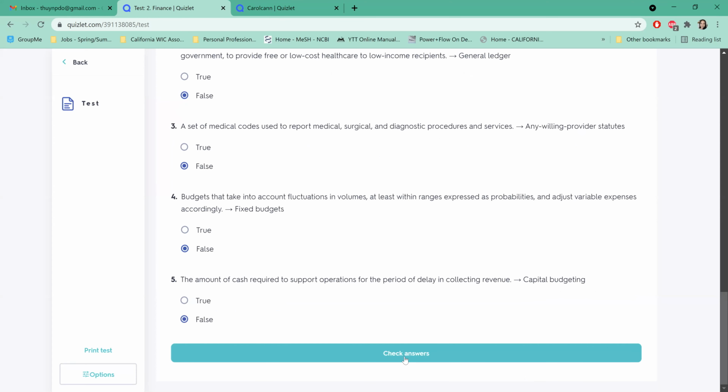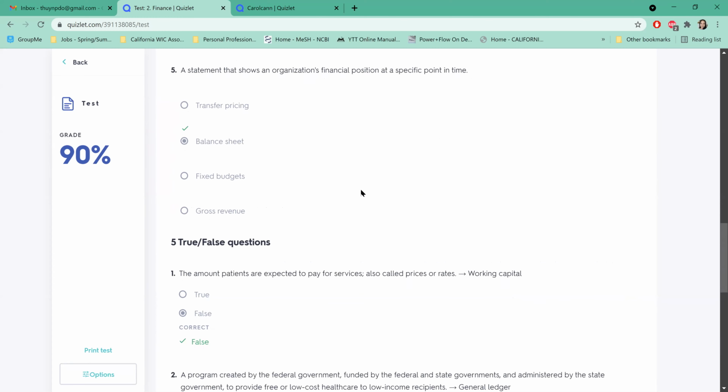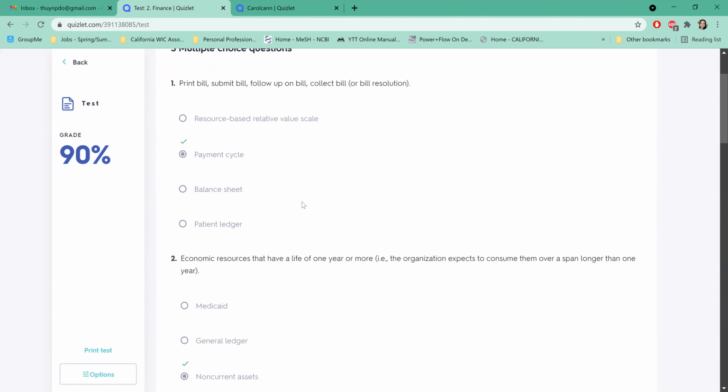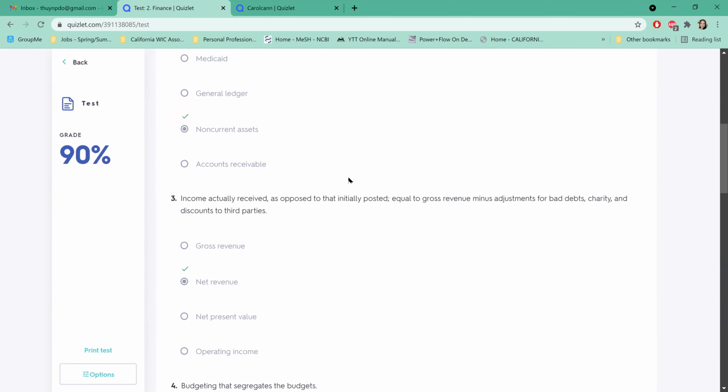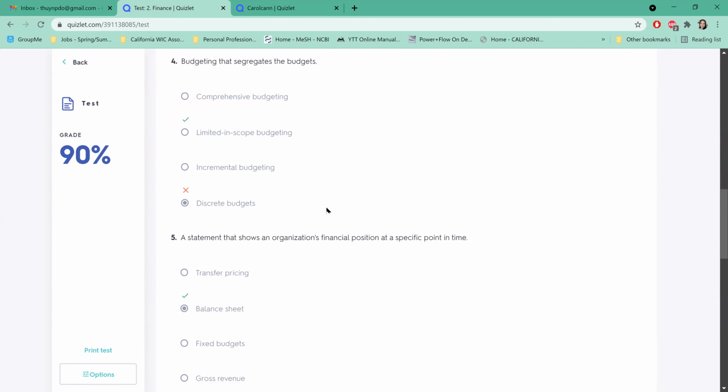All right, so let's check our answers. Thank you for your responses, everybody. Looks like we've gotten all but one. Number 1 is correct, 2 is good, 3 is also correct, and number 4 is where we missed the question. It says budgeting that segregates the budgets. It's limited in scope budgeting rather than discrete budgeting. Interesting. I had not seen that question before, and it'd be interesting to explore those definitions.